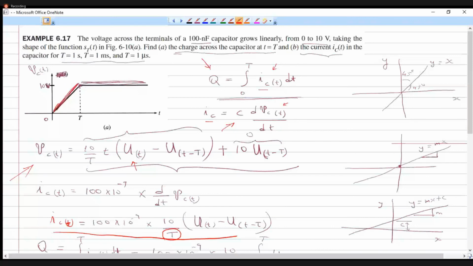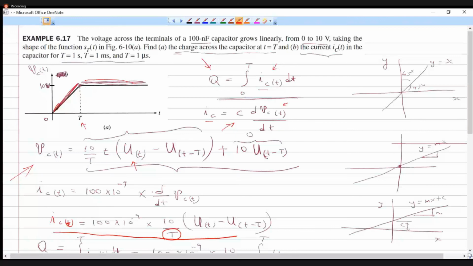To that we have to add this horizontal region also, which is represented by 10 times the unit step function, starting from capital T. So you have to time shift it by capital T, that is 10 into u(t minus T). This is one particular method of representing this voltage. Earlier I told you there is one more method I will tell you.